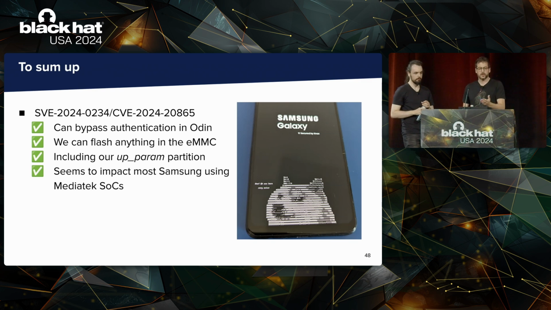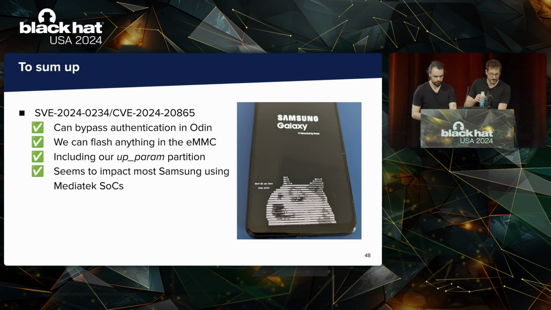So yeah, we have a second vulnerability that is an authentication bypass. It's Odin that allows us, from the USB, to flash anything on the eMMC, including the JPEGs in the upparam partition. And similarly to the previous one, this vulnerability impacts Samsung devices based on Mediatek system on chips. So we have a little demo.